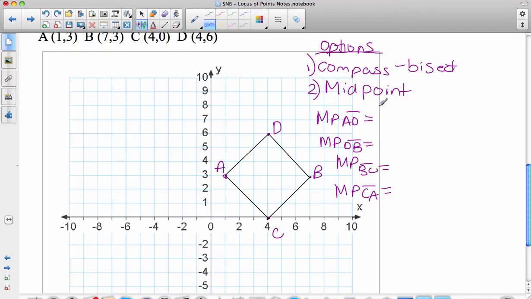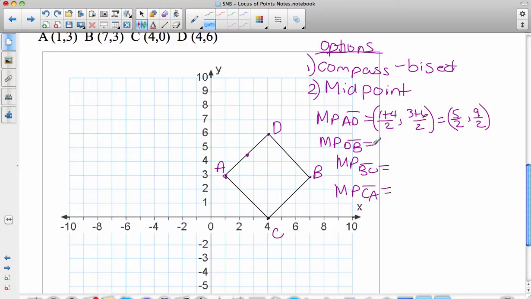Midpoint of AD. For the midpoint formula, we sum the x's, divide by 2, sum the y's, divide by 2, and we're using the ordered pairs A and D, so we're going to have (1 plus 4) over 2, comma, (3 plus 6) over 2. When we simplify that, we end up with 5 halves, comma, 9 halves. 5 halves is 2.5 and 9 halves is 4.5, so over 2.5, up 4.5, we're going to have a midpoint at about right there.